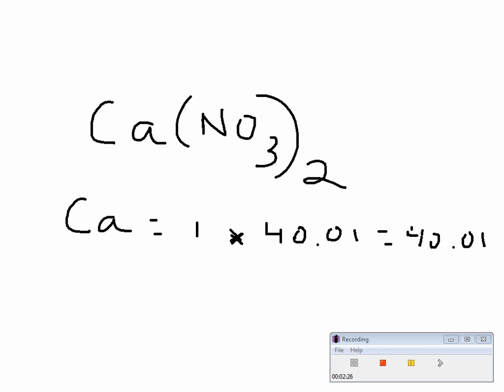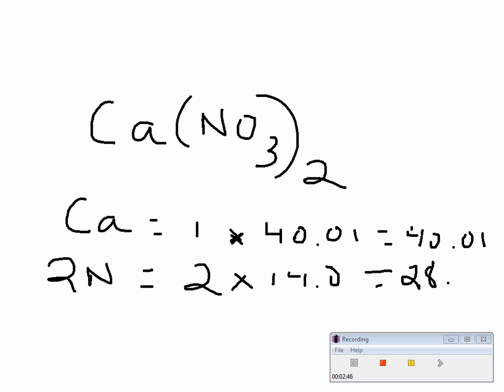And then with the nitrogens, we have 2 of them in the formula. So we have to multiply 2 times its formula weight, which is 14.00. So we get 28. And then with oxygen, since that 2 goes to the polyatomic ion, it's like the distributive property. So there's not just 3 oxygens, there are 6 oxygens. So we have to take 6 times the formula weight of the oxygen, which is 16. And when you put that together, you get 96.